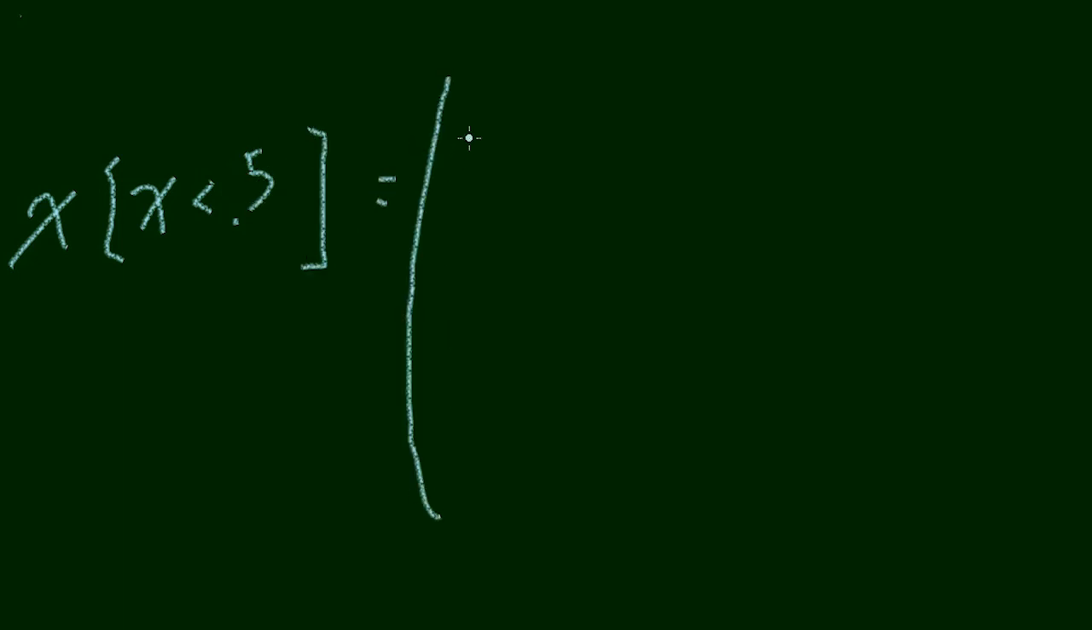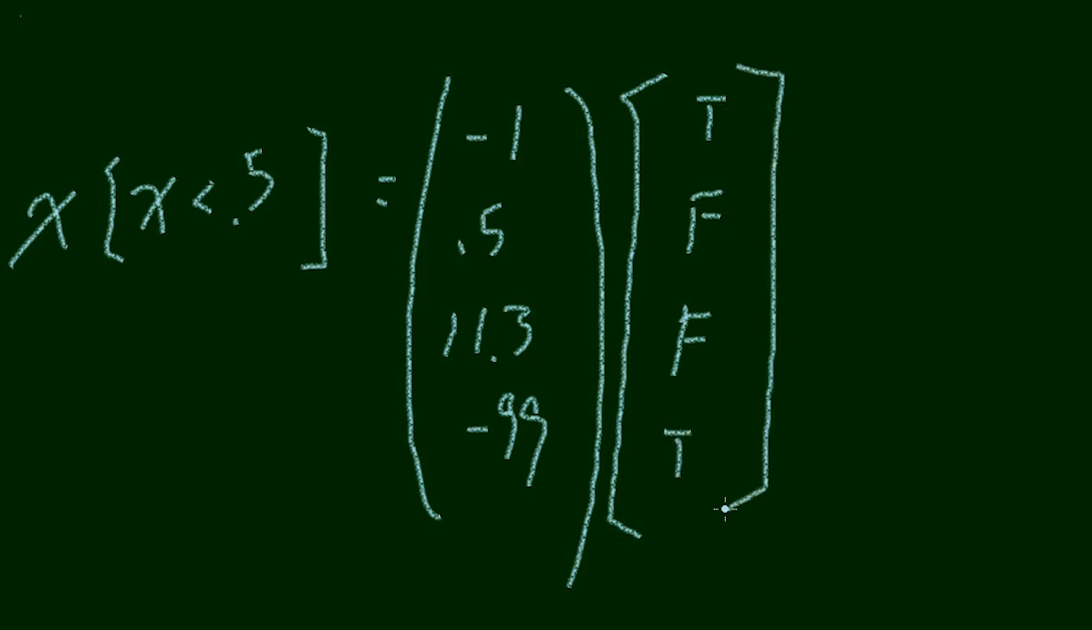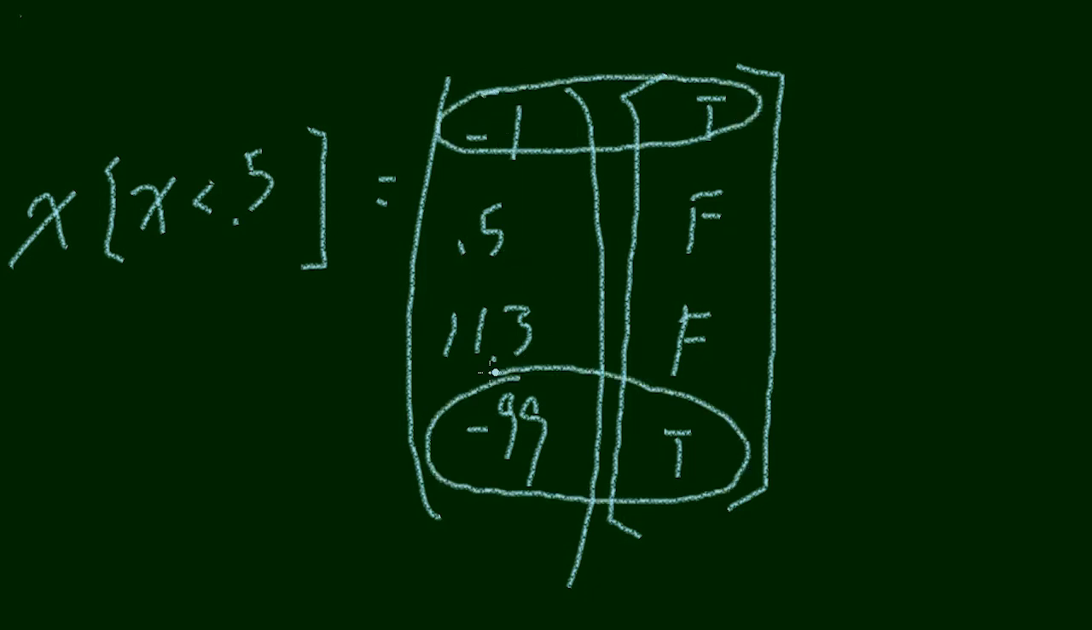Let's try to visualize what goes on in R when I type in x square bracket x strictly less than 0.5. Again, x is a vector: -1, 0.5, 11.3, -99. Inside the square bracket is a logical vector corresponding to true, false, false, and true. What subsetting does is it pulls out the values before the square bracket corresponding to the true values in the logical vector. This ends up with a vector that is -1 and -99.